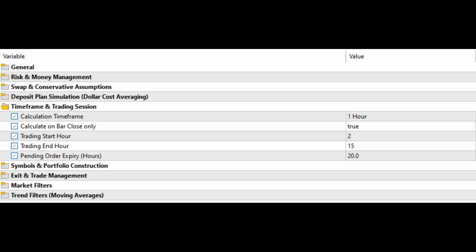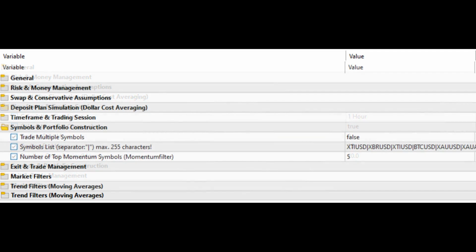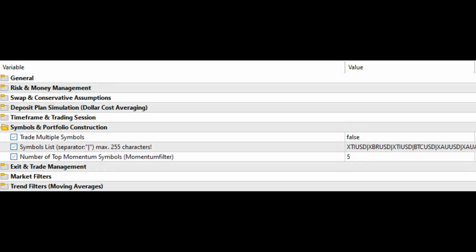Now let us look at the symbols and portfolio construction section. Trade multiple symbols has a default value of false. With this default setting, the expert advisor trades only the symbol of the chart it is attached to. If you change this to true, the expert advisor will use the symbol list input and manage a multi-asset portfolio. This allows you to diversify across many markets and can make the equity curve smoother through diversification effects.